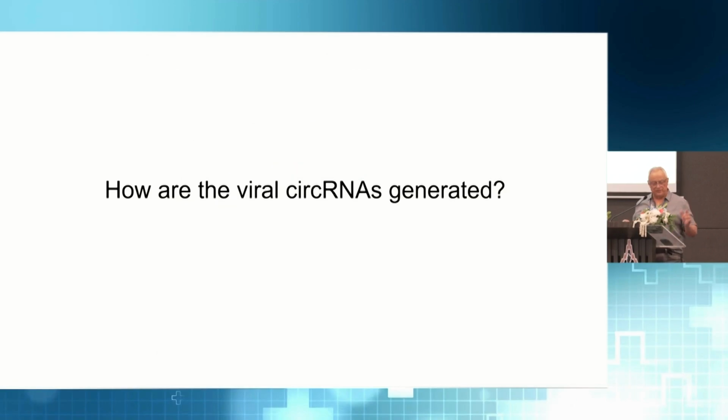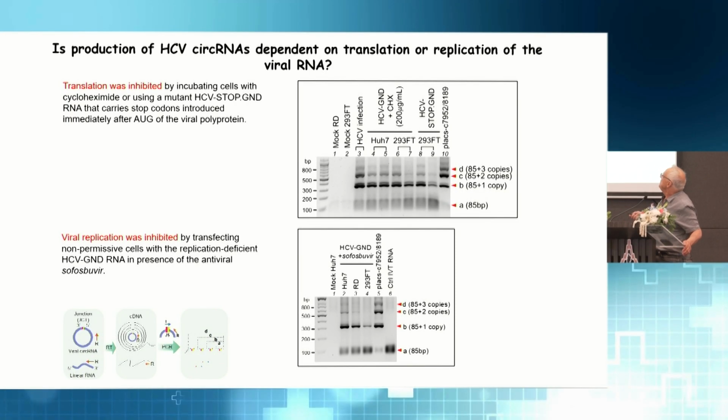So the big question was, how are these circular RNAs being generated? How are they being made? I told you splicing normally is important to make host cell RNA in the nucleus, but these RNA viruses do not go into the nucleus. They only stay in the cytoplasm. So the question is, well, if they are made in the cytoplasm, is viral translation important or viral replication?